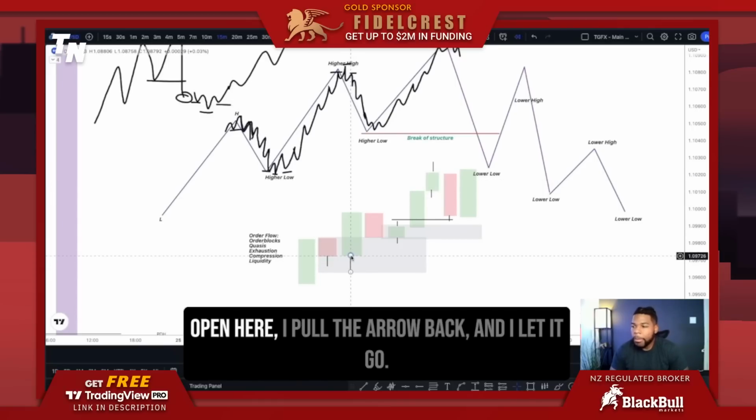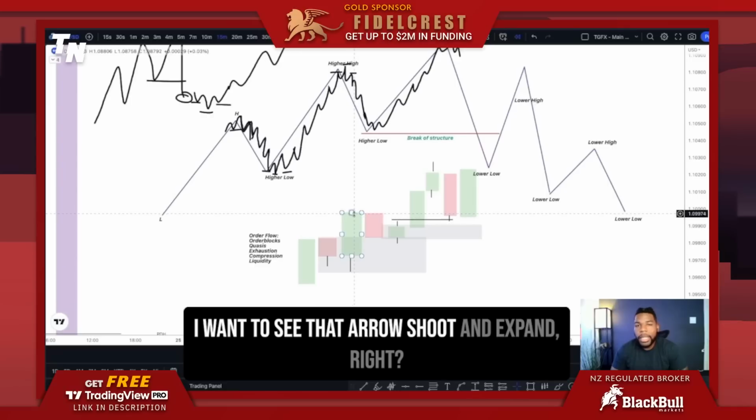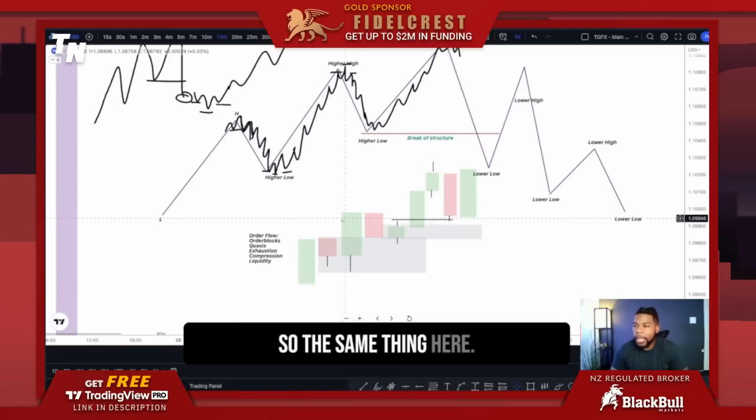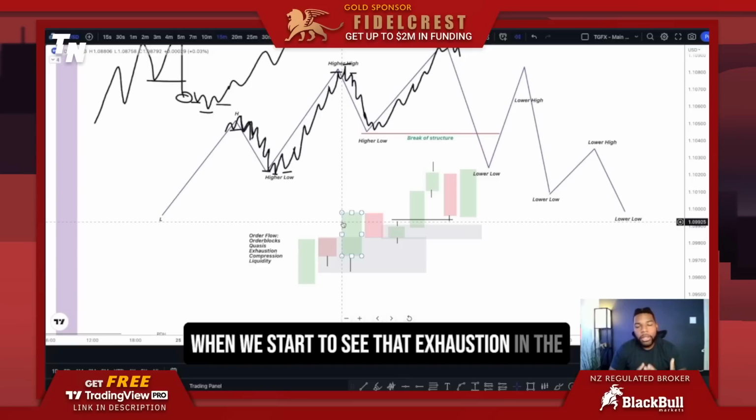If I opened here and I pulled the arrow back and I let it go, I want to see that arrow shoot and expand, right? So the same thing here. When we start to see that exhaustion in the market, it's actually a hint to us that the market wants to make a strong move.